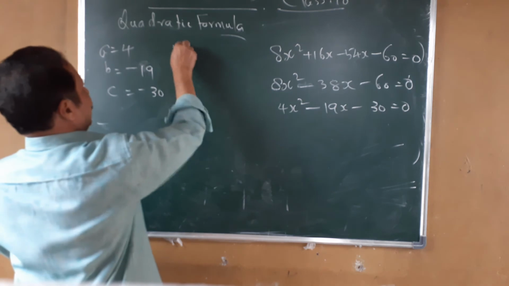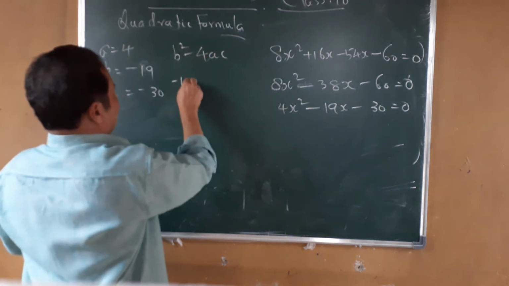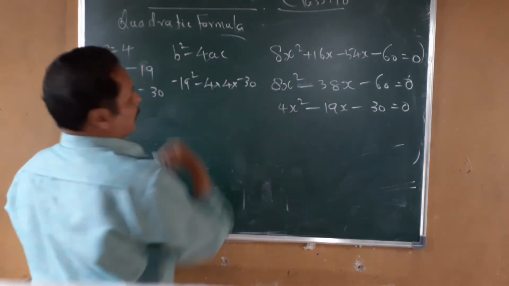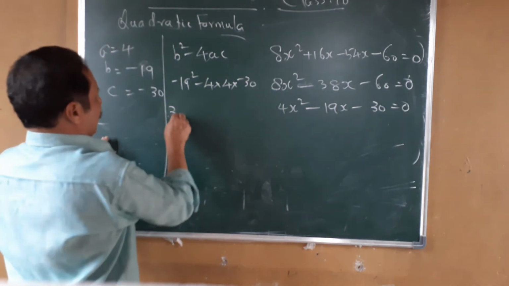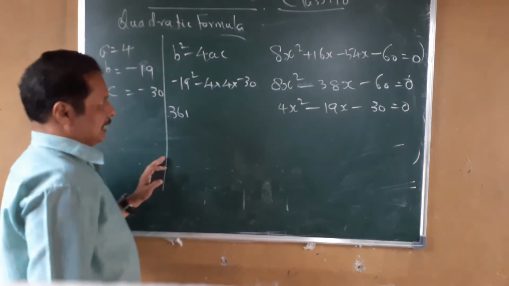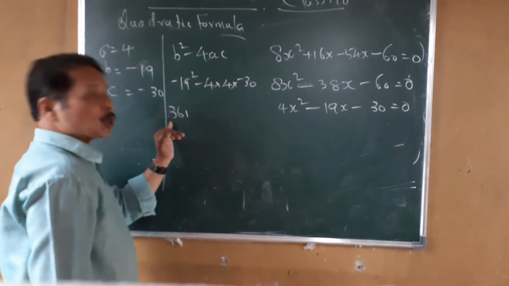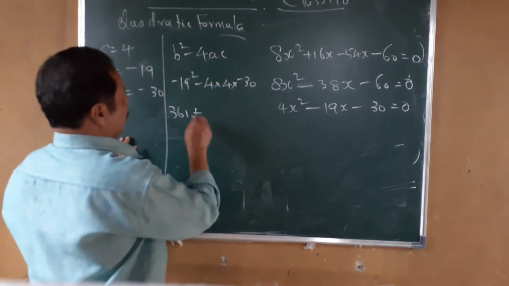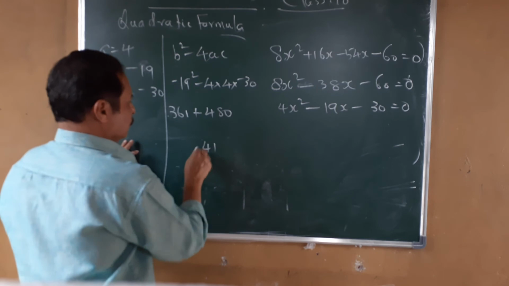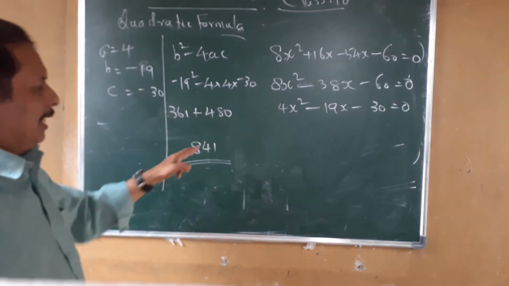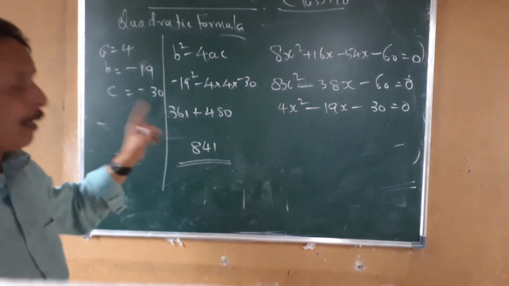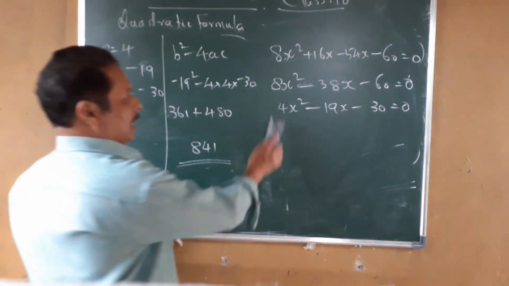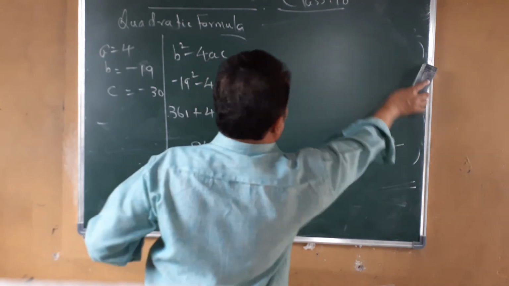b square minus 4ac is minus 19 square minus 4 into a equal to 4 and c is equal to minus 30. This number is 361. 19 square is 361. Negative 19 square is also 361. Minus into minus is plus. You multiply, you get 480. Added, you get 841. Remember, it's a perfect square. Root 841 is 29. 29 square is 841.